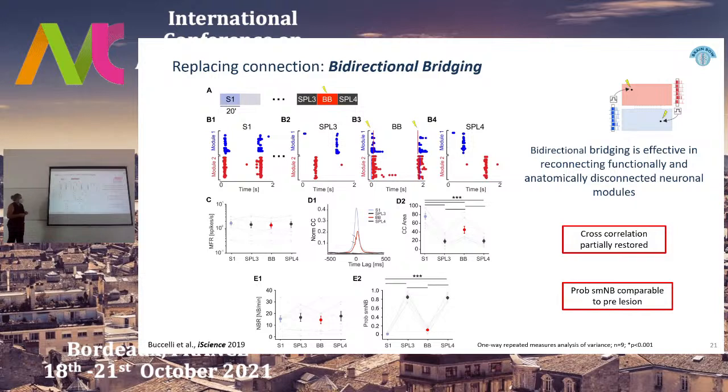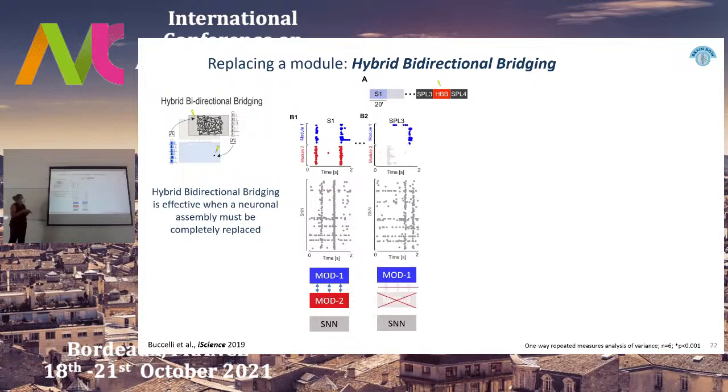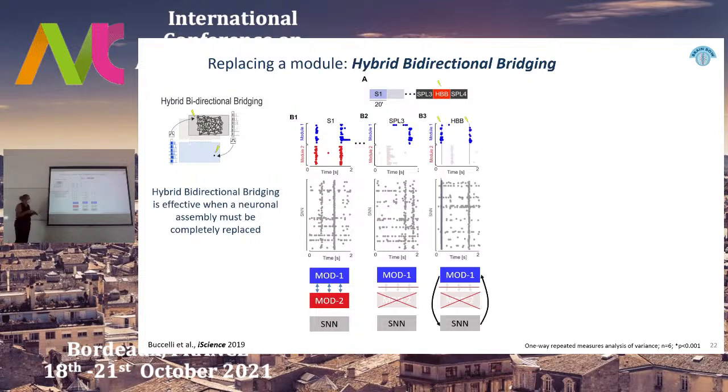So the cross-correlation is partially restored, and the probability of the single module network burst is comparable to the pre-lesion condition. And similar results have been obtained with the second paradigm, the hybrid bidirectional bridging, the same type of protocol, but this second paradigm is in between, in which we have the situation at the beginning, no lesion. During lesion, the spiking neural network here was doing whatever it wants. Only during the hybrid bidirectional bridging is there a synchronization of the activity from the biological and the artificial one.